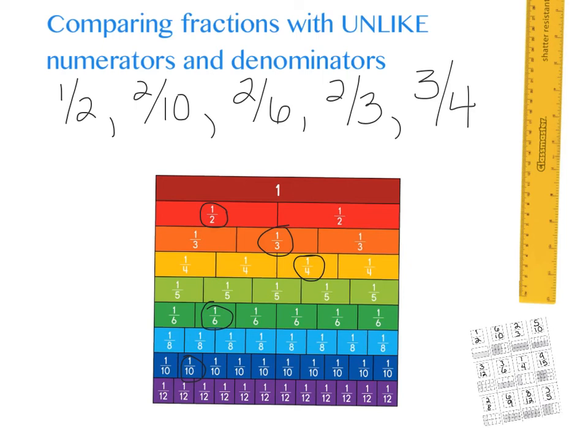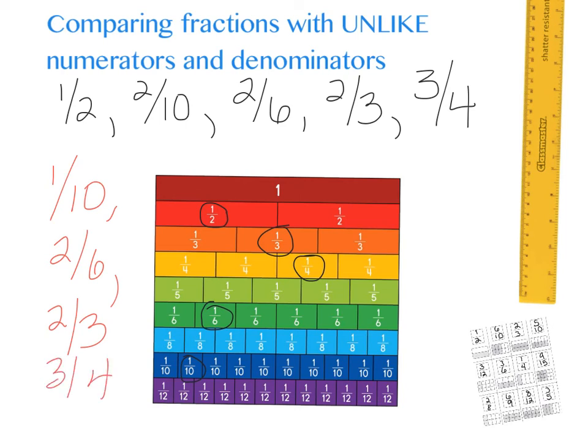Now looking at that, it's really easy to put those fractions in order, because from smallest to largest, my 2/10 is the smallest, so I'd put 2/10. And then my next smallest would be my 2/6. My next smallest would be my 2/3. And then my 3/4. I think I missed one there.